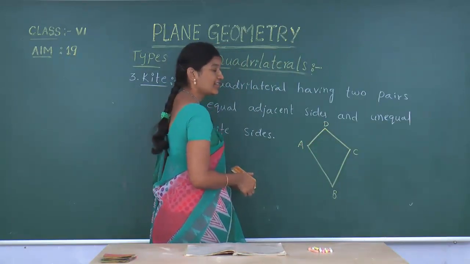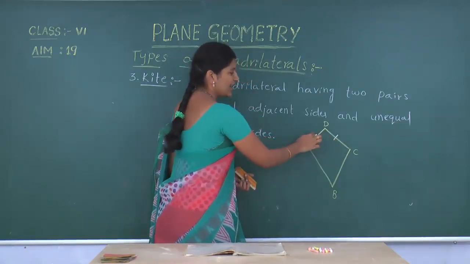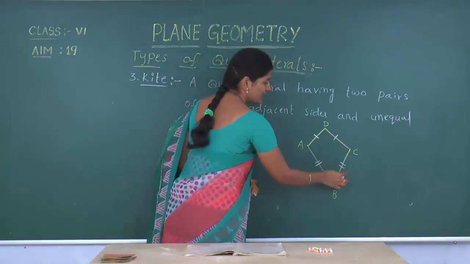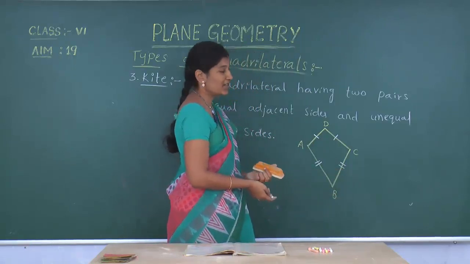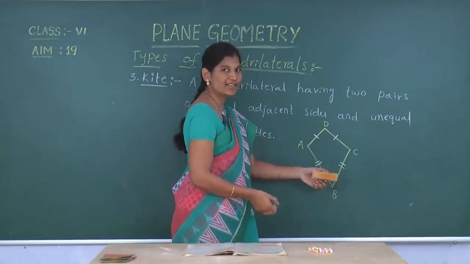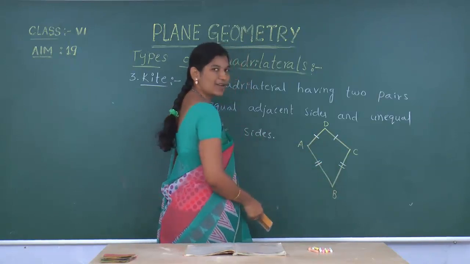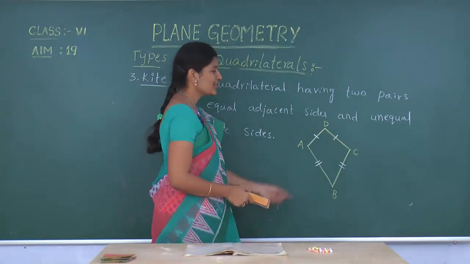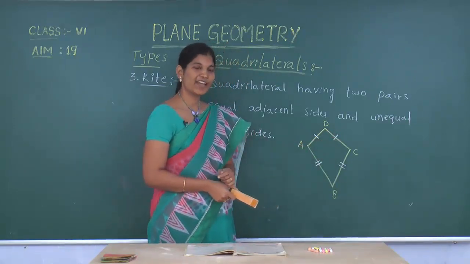Let me show you the equal adjacent sides. Here AD and CD are adjacent sides, both are equal. AB and BC are also adjacent sides and they are also equal. If you observe the opposite sides, they are unequal to each other. See here, AD is opposite to BC, both are unequal. At the same time, AB is opposite to CD and they are also unequal. That type of figure is said to be a kite.